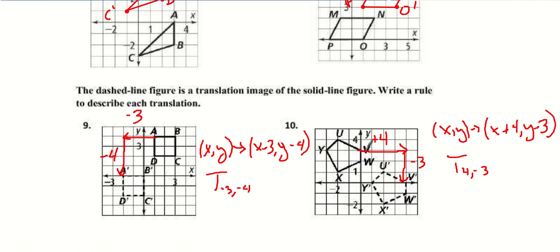Number 10, we can see we're going from V to V prime or U to U prime. We're going right 4, down 3. So once again, this is x plus 4, y minus 3, or capital T with 4 comma negative 3 in the subscript.